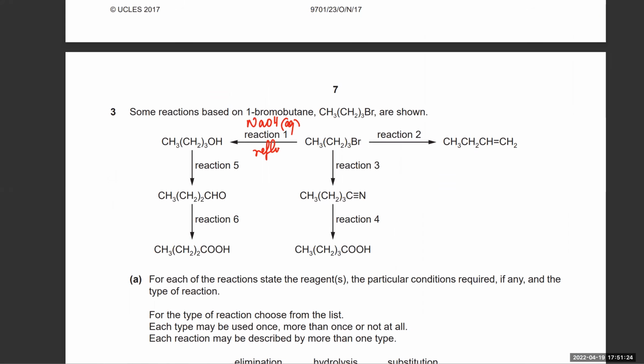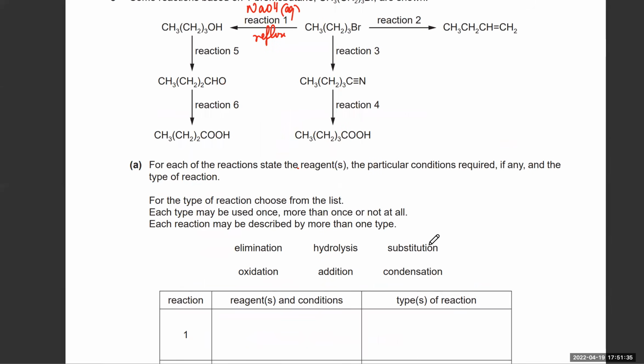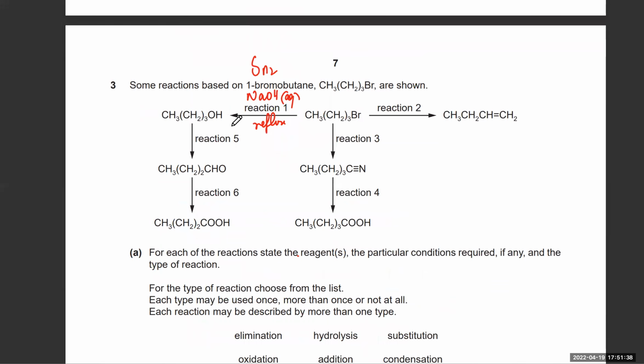Okay, so it's just the chart. You just have to remember the chart. And this one is SN2. This is nucleophilic substitution, but it's a primary halogenoalkane, so it's an SN2 mechanism. They just wanted to know that it's a substitution mechanism, so that's it.